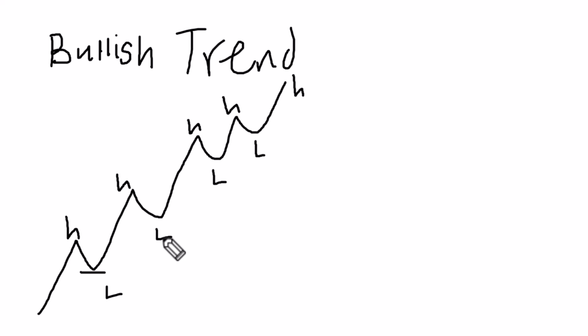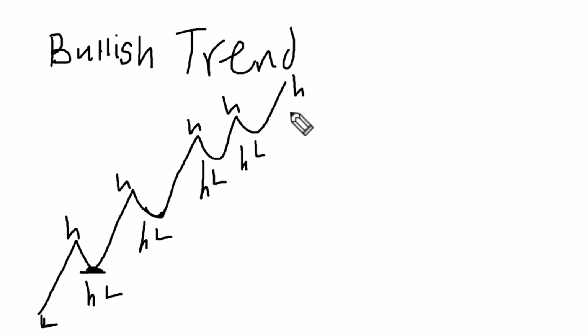In this low right here, the question is, what is the difference between this low here and the low right here? The difference is the low right here is higher or greater than the low here. So this makes it a higher low. The low here is greater than the low here, so we have a higher low. The low here is greater than the low right here, higher low. The low here is greater than the low here, higher low.